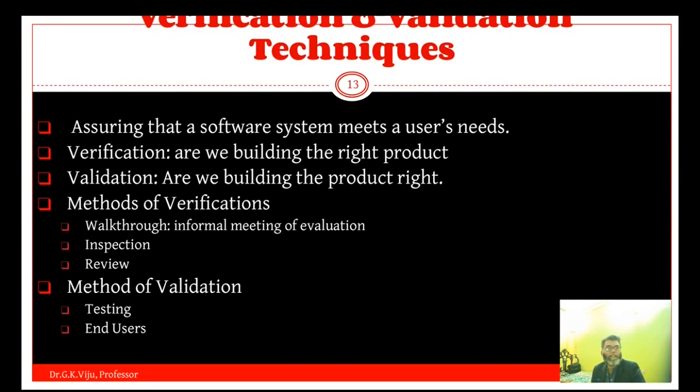Verification and validation techniques. Assuring that a software system meets the user's needs. Verification means, are we building the right product? And validation means, are we building the product right? In other words, verification is the process of evaluating products of a development phase to find out whether they meet the specific requirements. And validation is the process of evaluating software at the end of the development process to determine whether software meets the customer expectations and requirements.